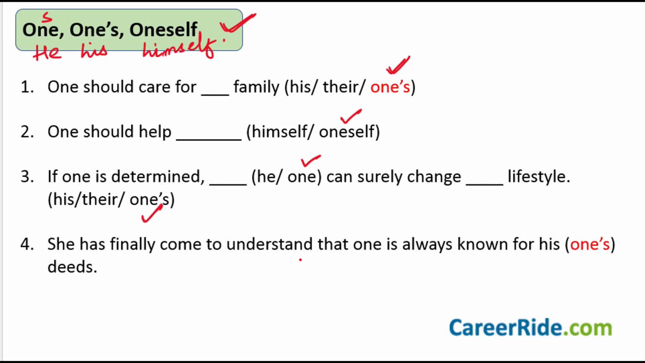She has finally come to understand that one is always known for his or one's deeds. Which of these is the right one to say? She has finally come to understand that one is always known for one's deeds. I hope these things are clear to you. It's not difficult. All that you require is the practice.